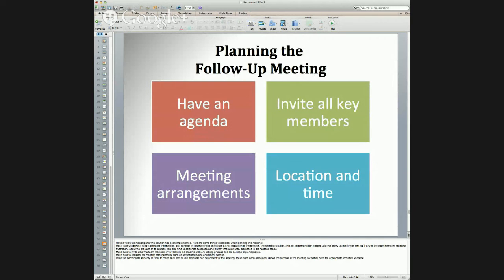Make sure to invite all of the team members involved with the creative problem-solving process and the solution implementation. Make sure to consider the meeting arrangements, such as refreshments and equipment needed. Invite the participants in plenty of time to make sure that all key members can be present for the meeting. Make sure each participant knows the purpose of the meeting so that all have the appropriate incentive to attend.